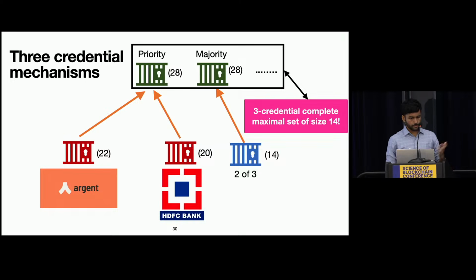And like before, we find that both in the case of Argent and HDFC, their mechanisms are not as secure as they can be. In fact, for both Argent and HDFC, they're both worse than the priority mechanism. Whereas the 2 out of 3 mechanism, which is a really popular non-interactive mechanism that people use all across the board, is worse than the majority mechanism. So our mechanisms offer much better security than many that people commonly use today.